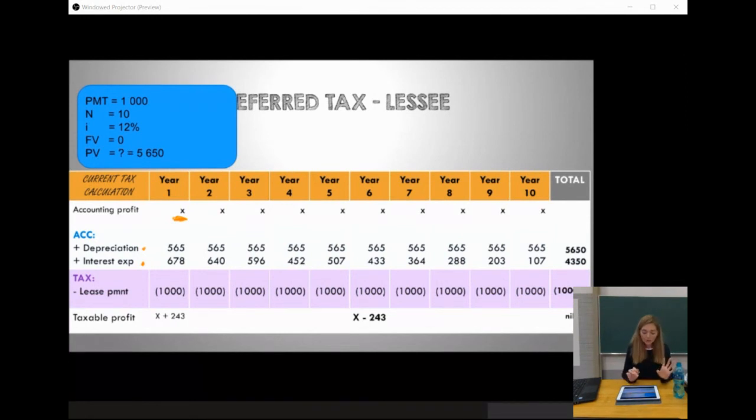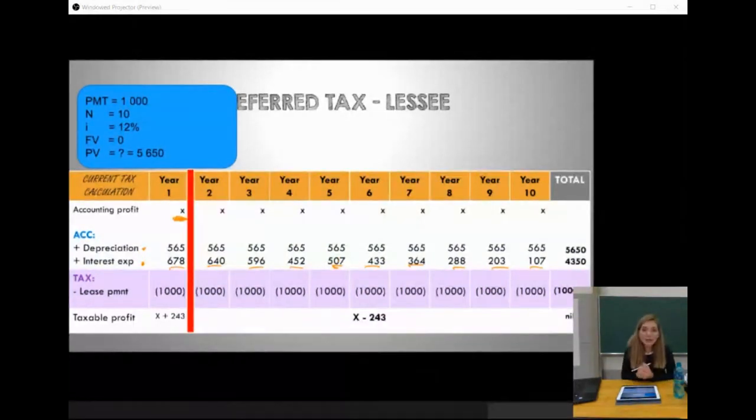Good. I do that for every year, and you'll see that every year the interest expense becomes smaller and smaller. The interest component of my lease payment becomes smaller, and the capital portion becomes bigger. Okay, and then we deduct our lease payment of R1,000.